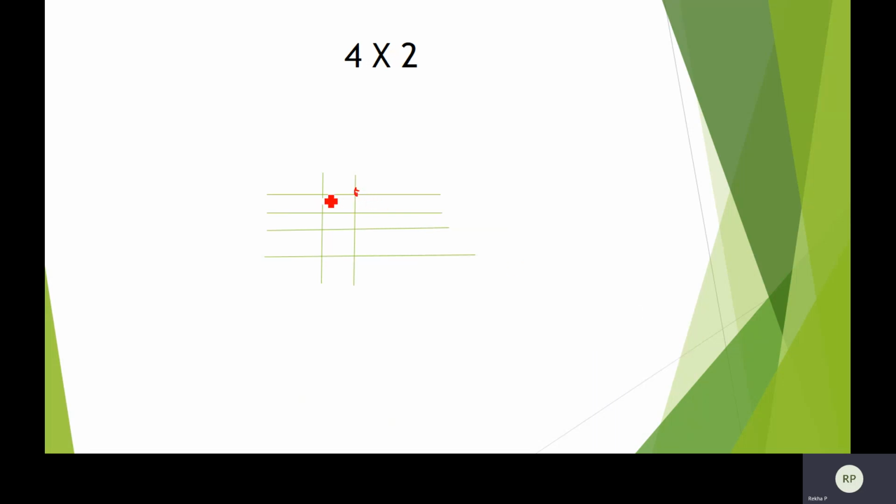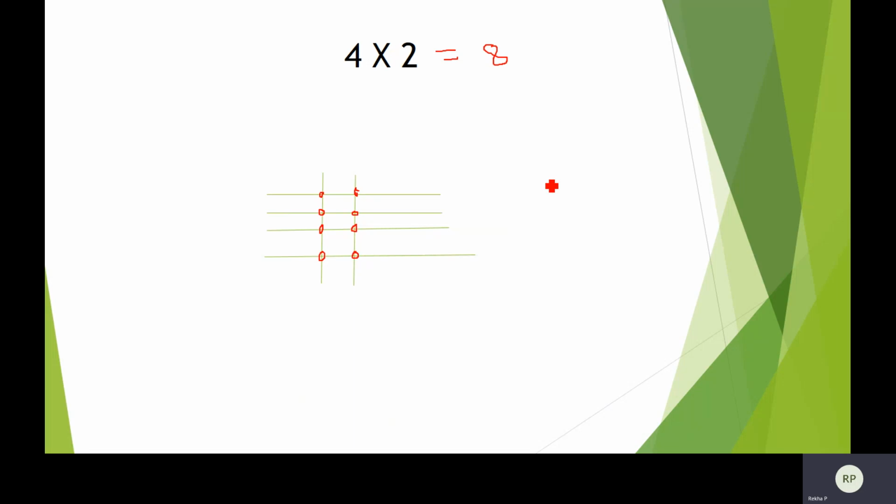1, 2, 3, 4, 5, 6, 7, 8. Okay, so that is the answer. 4 twos are 8, right? So you will get the same answer. So this is how you have to do it.